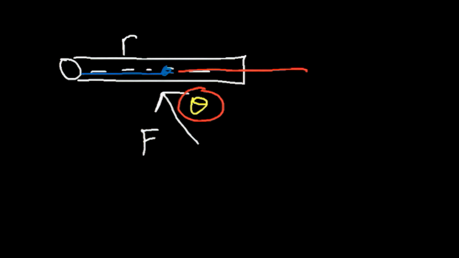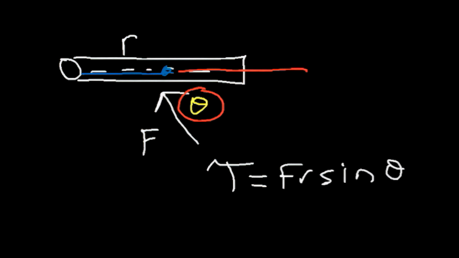If you apply force F, and if you know the angle between F and R, let's say R is this distance here, but if you draw a line and extend it, so if you know the angle between F and R, and if you have R, the torque is simply Fr sine theta, if it's at an angle.